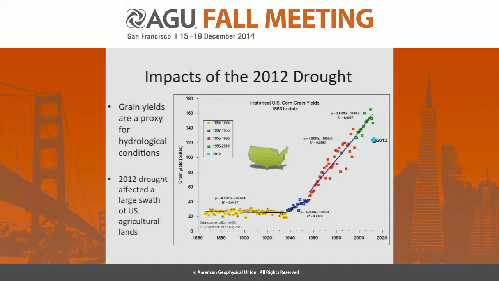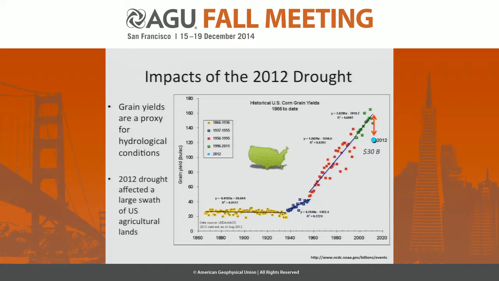And so the 2012 event affected a large swath of the agricultural lands in the US and hence led to a departure of about 25%. The estimates are as high as $30 billion in damage.